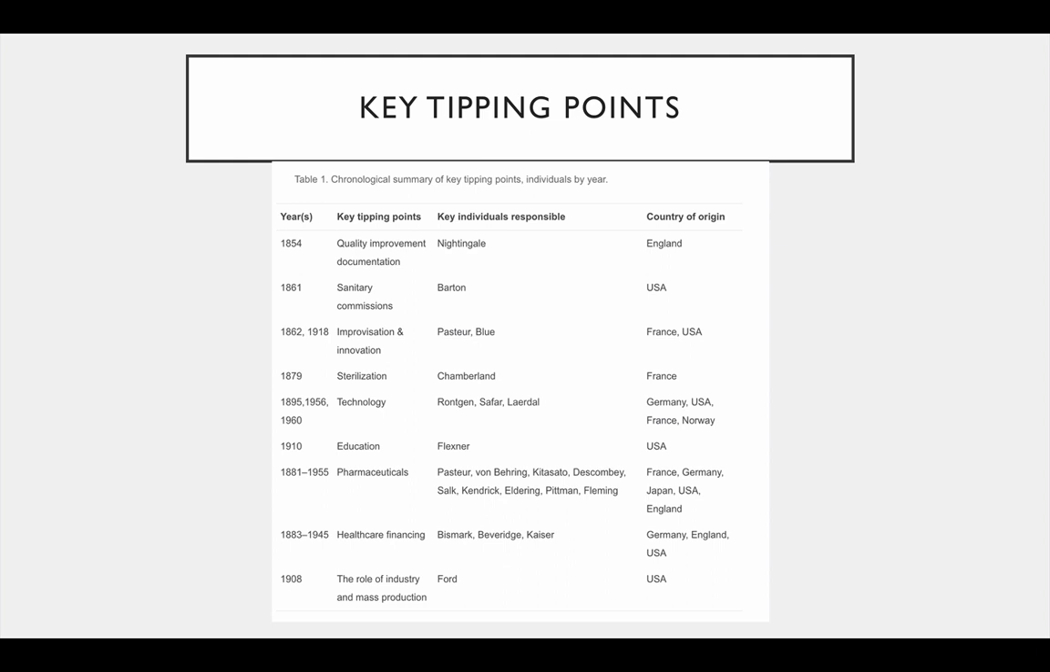Actually, this one's a link to an article, but these same things are in your book, except they're divided into multiple different tables for you. So this is a table I found that's all one table, a summary of key tipping points for individuals by year. One of them was 1854 with Florence Nightingale, and 1851 with sanitary commissions. These are big tipping points that occurred in the education of nursing and healthcare professionals.